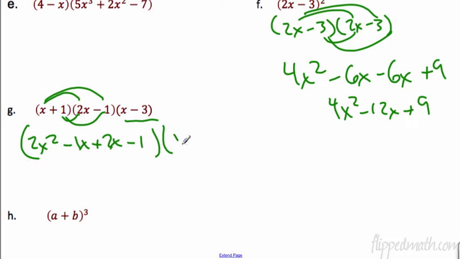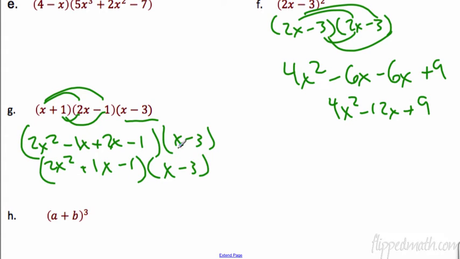That's still going to be times x minus 3. When I simplify, I'm going to get 2x squared plus 1x minus 1. All right, that's all times x minus 3. So now we have to play the same game, except I'm going to distribute from the right to the left. I like doing it from the smaller binomial. We get the binomial to the trinomial here.